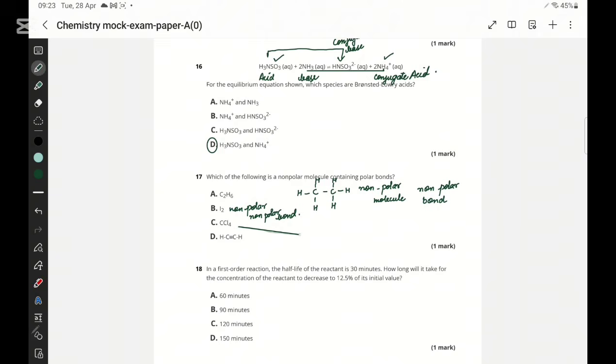Then if you see CCl4, carbon, chlorine, chlorine, chlorine, chlorine. The whole is a non-polar molecule, but if you see the bonds there, this is partial negative charge, partial positive charge, that makes a polar bond. So this is what they want, a non-polar molecule with a polar bond. So C is going to be the right answer for us.